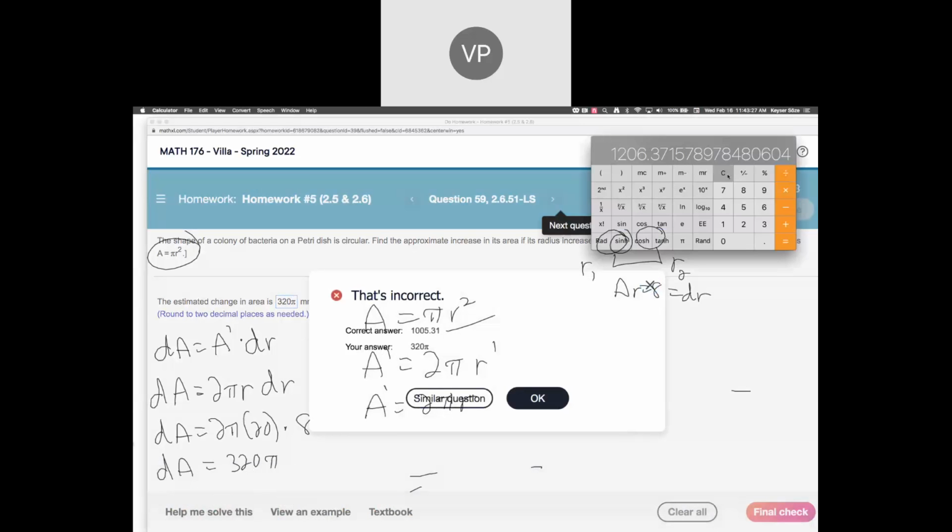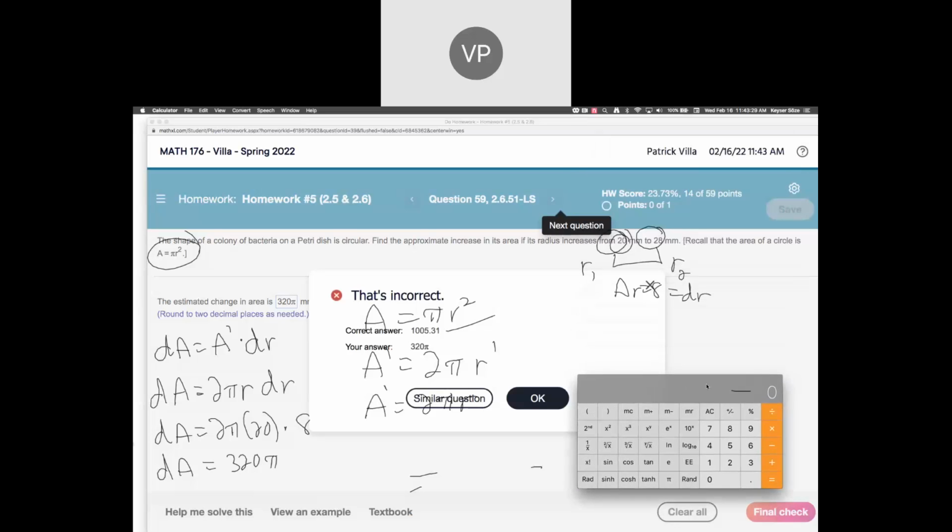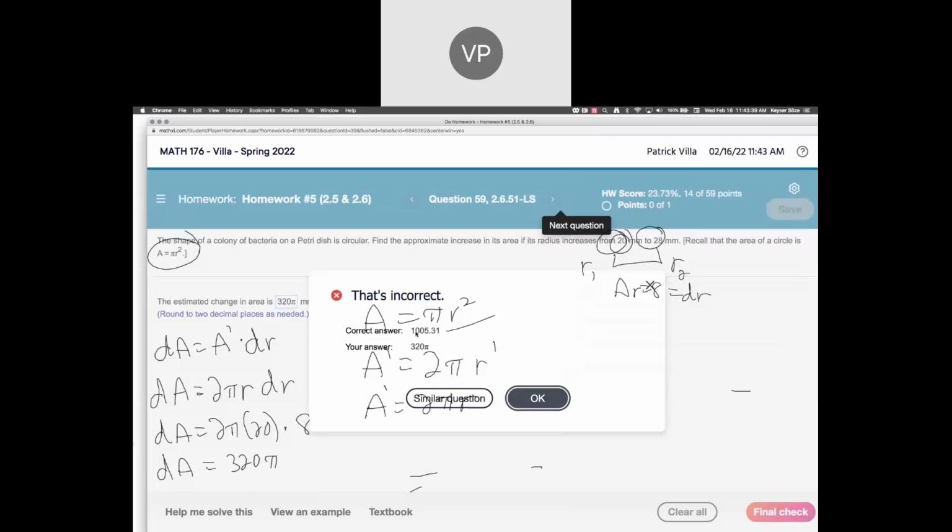If I was to instead, so this is what you don't do on your homework or your quiz. Let's go. We know it's 320. Let's take 320 times pi. And you see we get this 1000.3096. That's the answer they wanted right there.